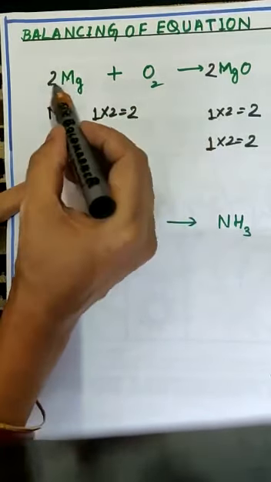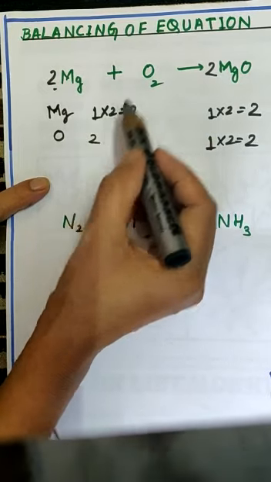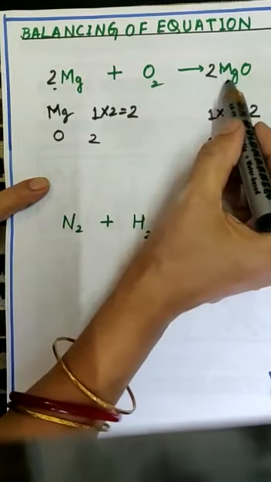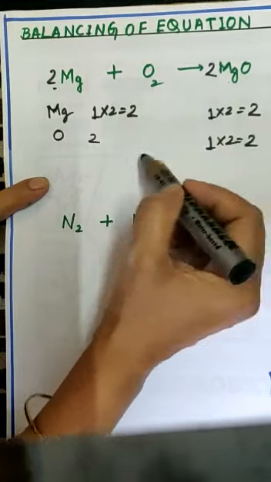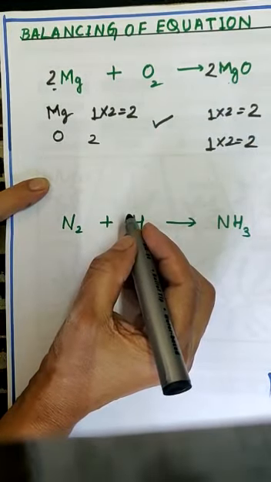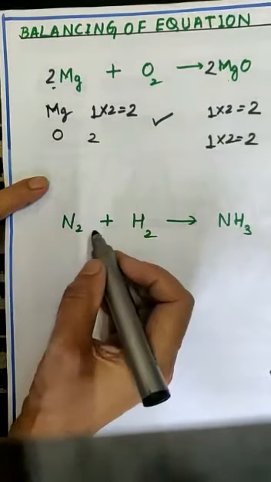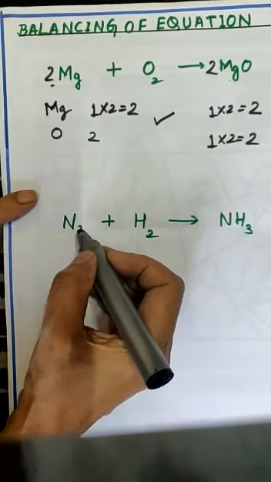Now see, 2 Mg means 2 atoms of magnesium and 2 of oxygen, and here as well 2 of magnesium and 2 of oxygen. So it is the same on both sides, then it is a balanced equation. So simple, no? Let's have one more example.